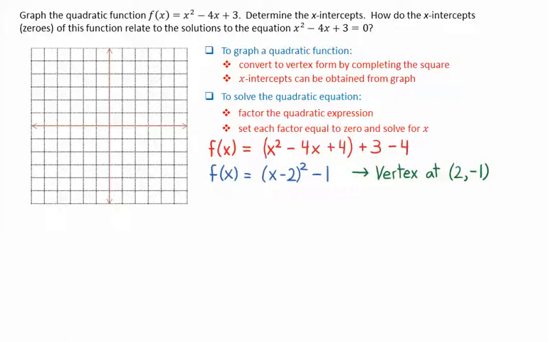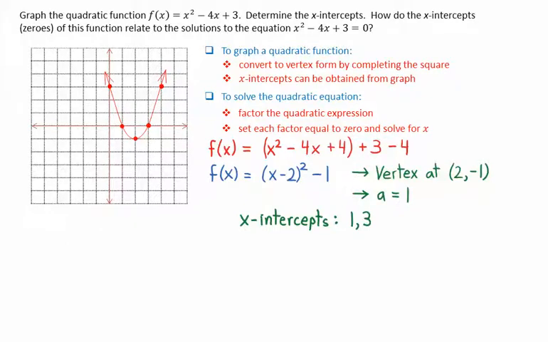This corresponds to a vertex at the point 2, negative 1, and an a value of 1. This means that the parabola opens upwards and is congruent to the basic y equals x squared parabola. As we move over 1 from the vertex, we move up 1. Over 2, up 4. We then draw a parabola going through these points. The x-intercepts directly from the graph are at 1 and 3.